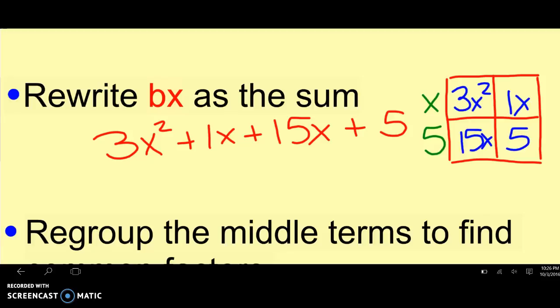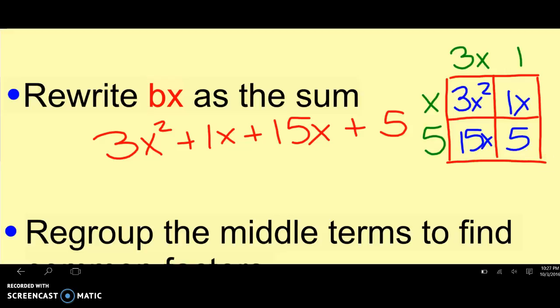Now go look at the column. We're going to look up here: 3x squared and 15x. So what number goes into 3 and 15? Usually it's the smallest number you see, but not always. All right, 3. And then they both have an x, so we're going to take out an x. I don't think we can take out more than that. Look at your next column. You got 1x and you got a 5. Those have absolutely nothing in common at all, but you have to put something there, so we're going to put a 1.